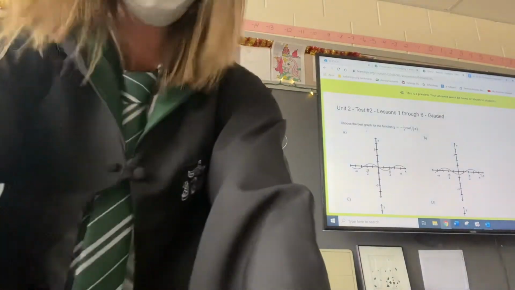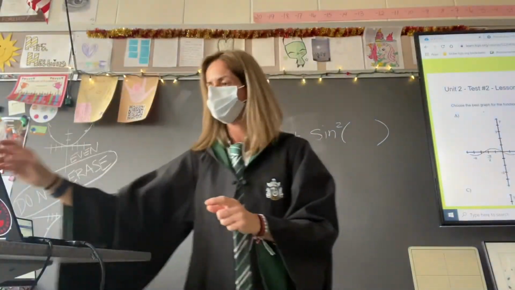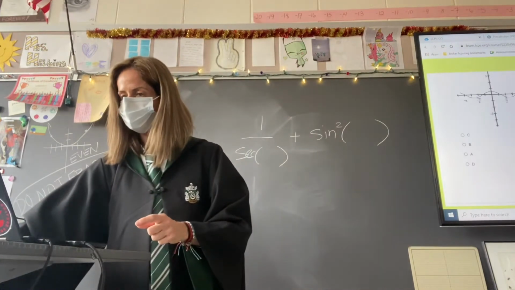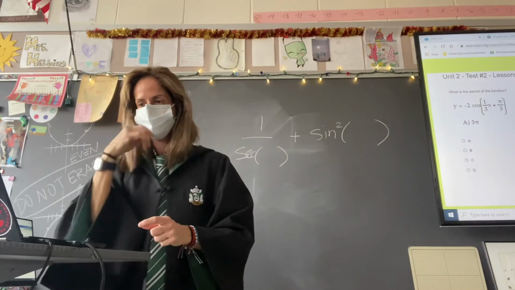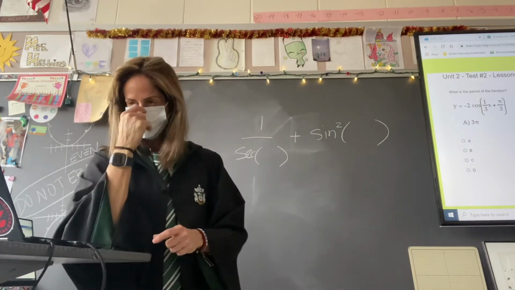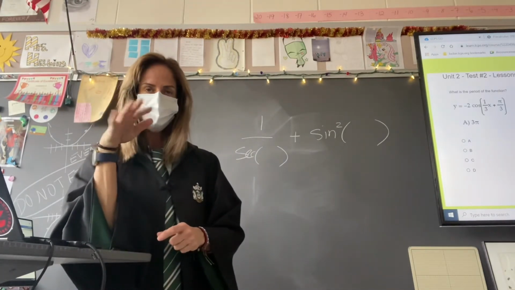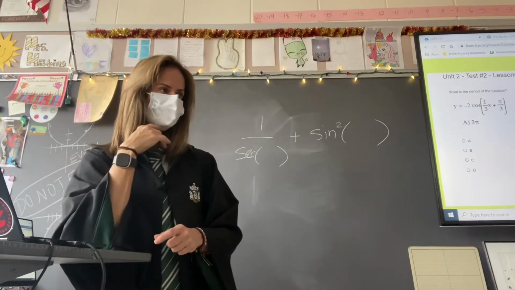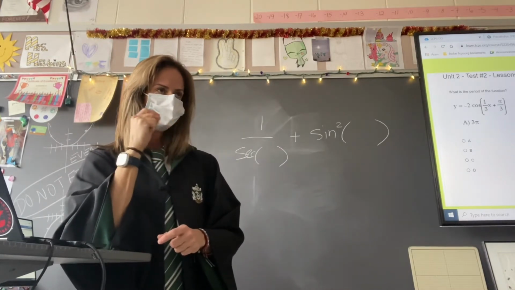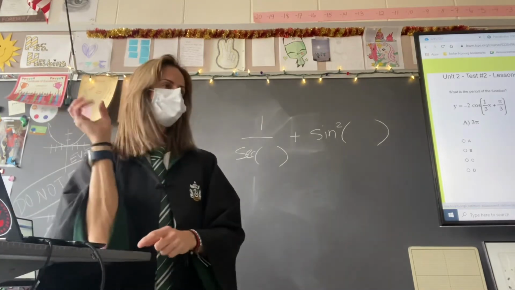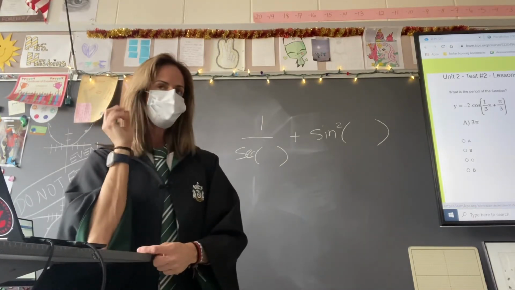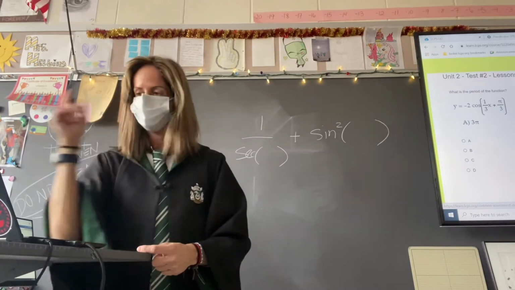Okay. We're almost done. How do you find the period of a function if you're given a function? 2 pi divided by b, and where is b in the equation? In front of x. Do you ever divide by a fraction? No. You do what instead? Multiply by the reciprocal.